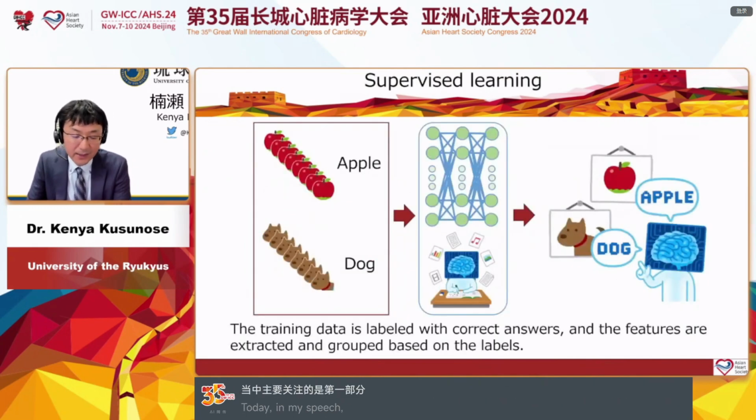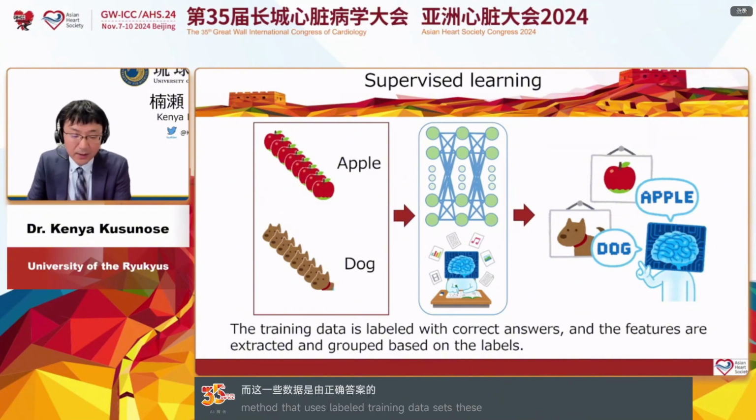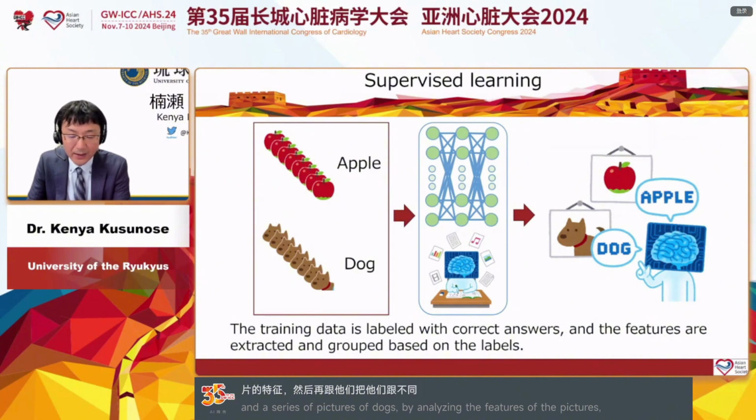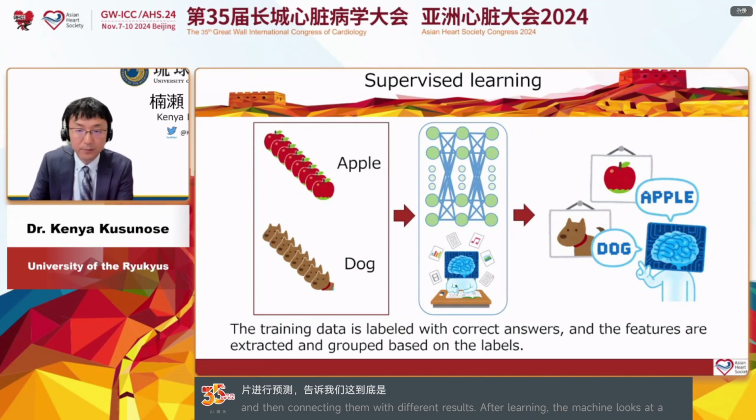Supervised learning is a method of learning by labeling training data with the correct answers. The features are extracted and grouped based on the labels. For example, some pictures have a dog label and others have an apple label. The algorithm learns by analyzing the features of each image and associating them with the corresponding label. After the training process is complete, the machine will analyze a new image and make a prediction, telling us whether the image is of a dog or an apple.